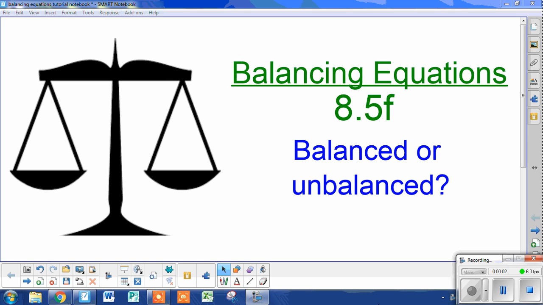Hey y'all, this is Miss Smith coming to talk to you about balancing equations. We're going to look at: is it balanced or unbalanced, and what does that mean for a chemical reaction?